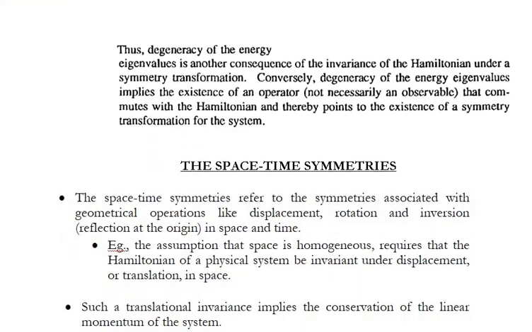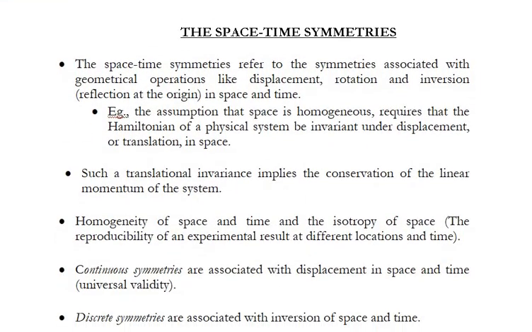Now we go to the space-time symmetries. The space-time symmetries refer to the symmetries associated with geometrical operations like displacement, rotation, and inversion, reflection at the origin in space and time. For example, the assumption that space is homogeneous requires that the Hamiltonian of a physical system be invariant under displacement or translation in space. Such translation invariance implies the conservation of the linear momentum of the system.